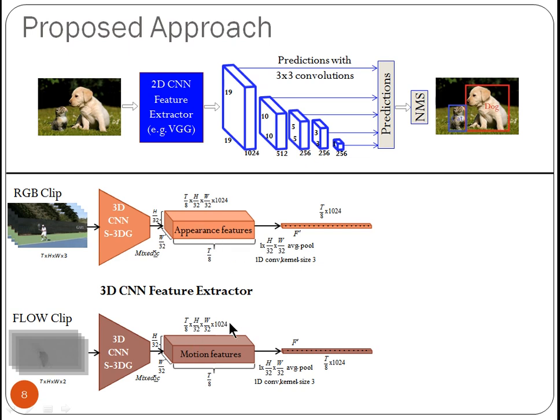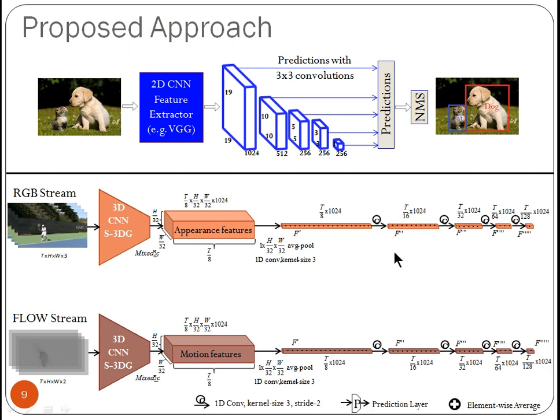We use these two base feature maps and pass them through an average pooling layer to completely collapse the spatial dimension to produce two temporal-only feature maps, as you can see here, one for appearance and the other for motion. We further pass these two temporal-only feature maps through 1D convolutions of kernel size 3 and stride 1 to further extend their receptive fields. After that, we add some additional temporal-only feature maps with decreasing temporal resolution by using 1D convolutions with kernel size 3 and stride 2, with a view to capturing activities at different temporal scales, just like SSD.